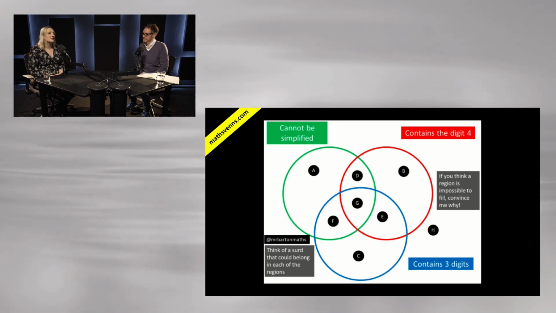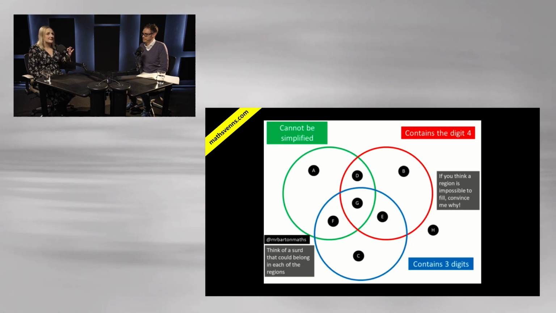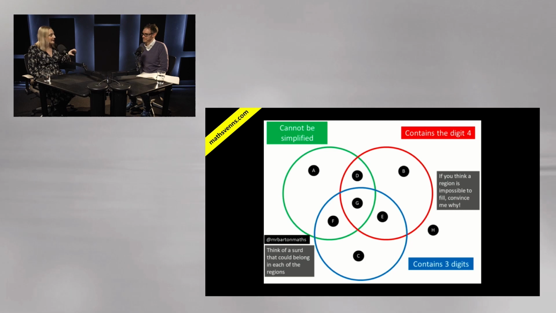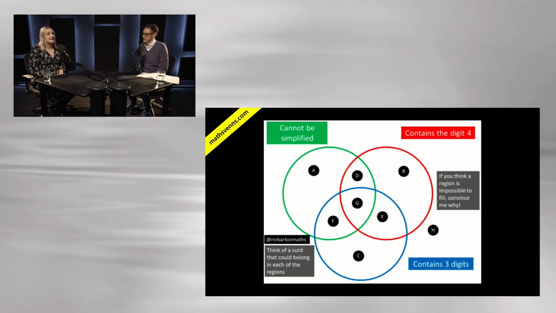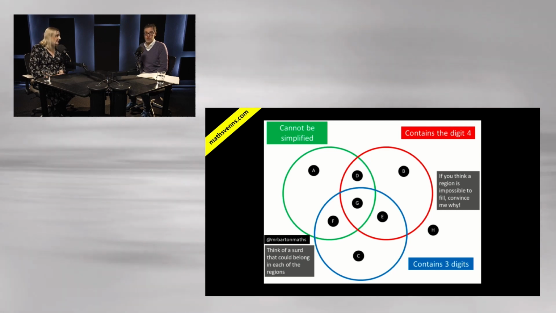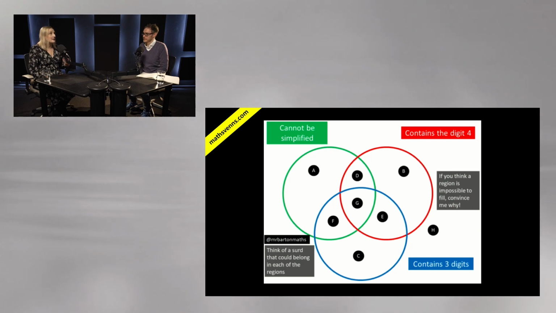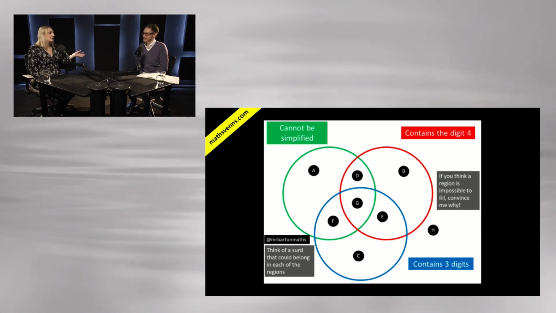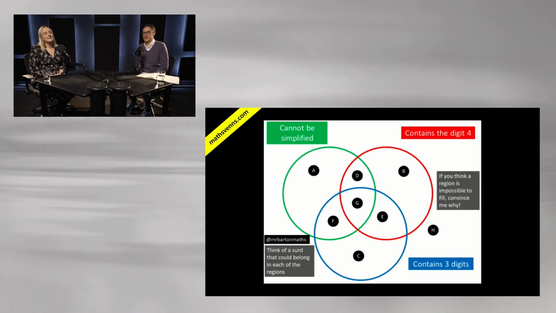And as usual, whenever I use these tasks, it's their explanations as to why certain numbers have to go in certain regions that are really good. This is a great activity for developing oracy, particularly, like you say there, if you think a region is impossible to fill, convince me, and then they will give some lovely explanation as to why a number can't be prime and a square or something like that. Really lovely stuff.